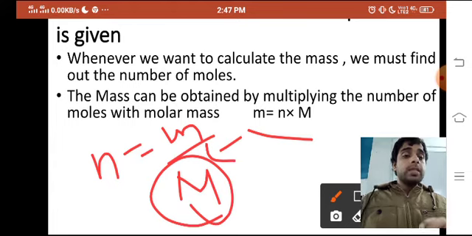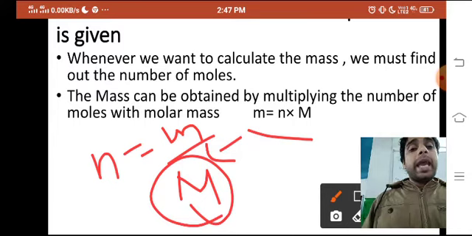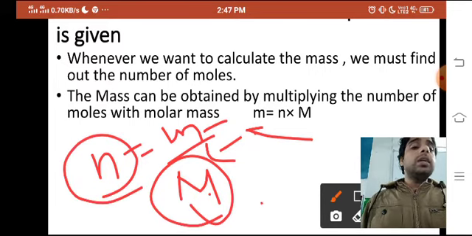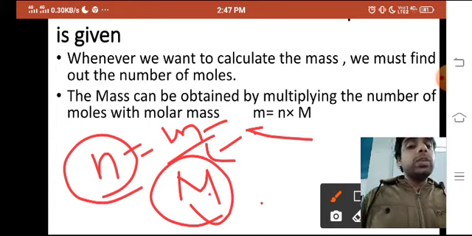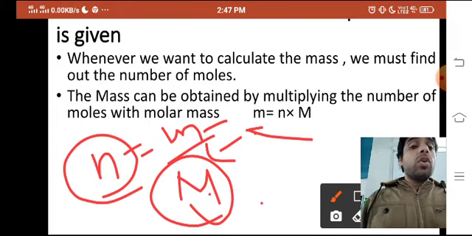It is the sum of all the atoms present in the molecule. If a subscript is there, then multiply that subscript with the atomic mass of that particular element. So this small m is the mass you have to find, capital M is the molar mass, and n is the number of moles. If you have this formula, then you can calculate any numerical based on calculation of mass.